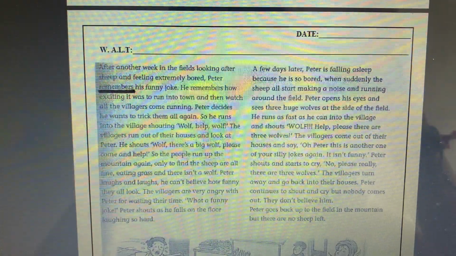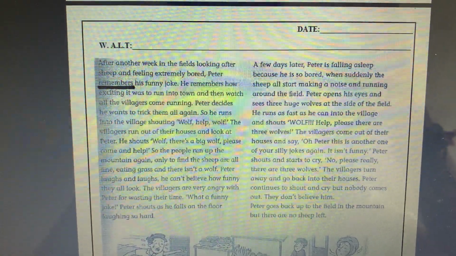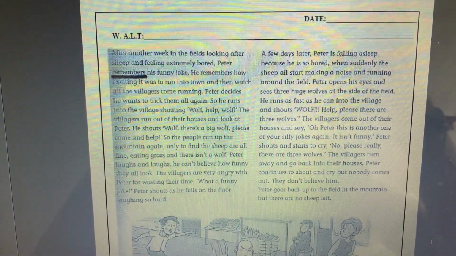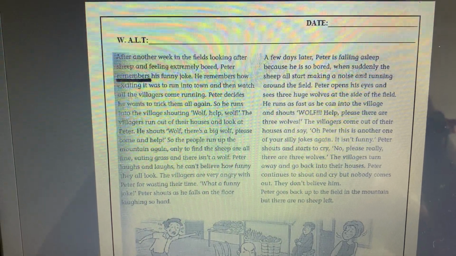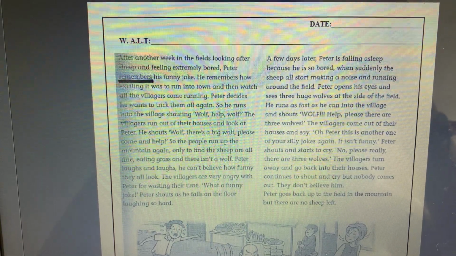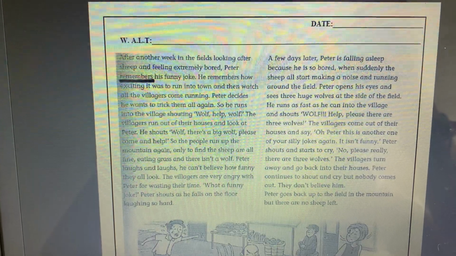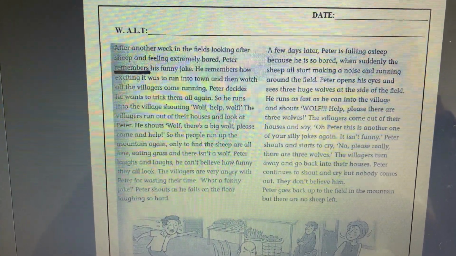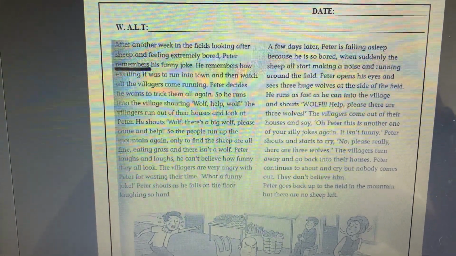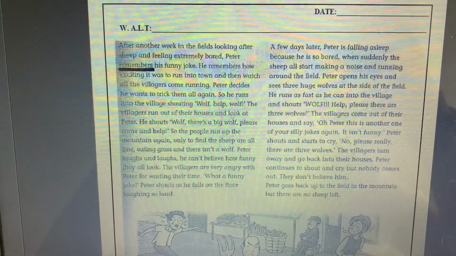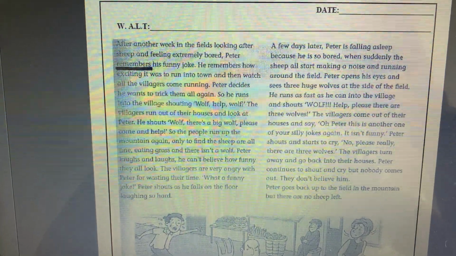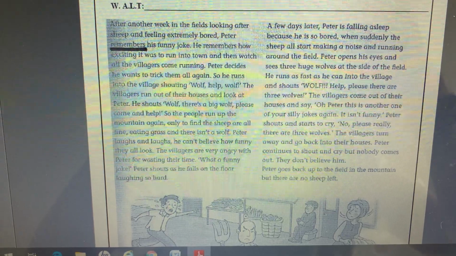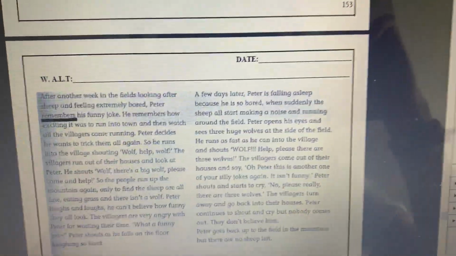After another week in the fields looking after sheep and feeling extremely bored, Peter remembers his funny joke. He remembers how exciting it was to run into town and then watch all the villagers come running. Peter decides he wants to trick them all again. So he runs into the village shouting, "Wolf! Help! Wolf!" The villagers run out of their houses and look at Peter. He shouts, "Wolf! There is a big wolf! Please come and help!" So the people run up the mountain again, only to find the sheep are all fine, eating grass, and there isn't a wolf. Peter laughs and laughs. He can't believe how funny they all look. The villagers are very angry with Peter for wasting their time. "What a funny joke!" Peter shouts as he falls on the floor laughing so hard.